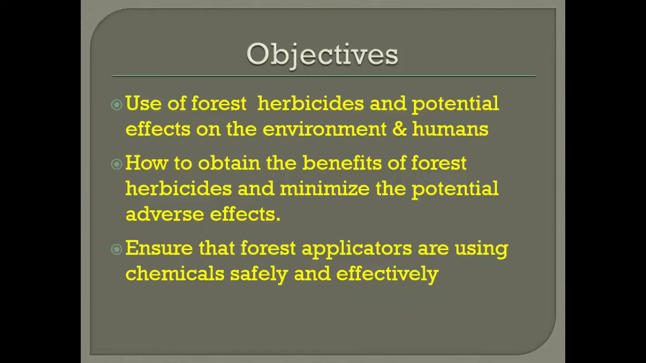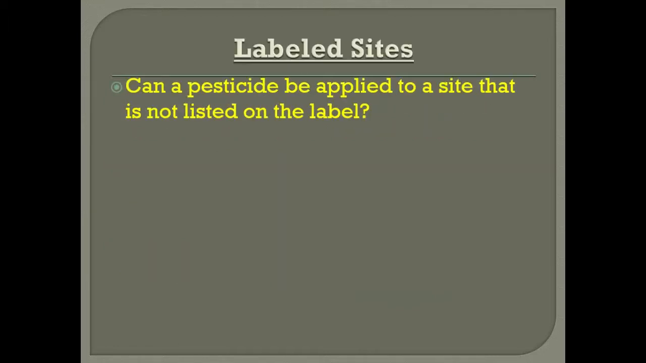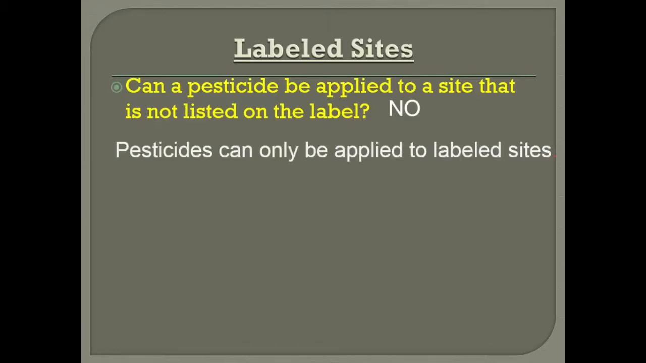So, that's in fact minimizing your exposure, using the proper equipment. So whenever using herbicides, what's the main thing you always have to remember? Read the label, right? Everything you need to know is on that label in terms of what its impact is, what it's effective on, as well as safety equipment to minimize exposure. So, question here: can a pesticide be applied to a site that is not listed on the label? No. Can only be applied to labeled sites, okay, which makes sense, all right?